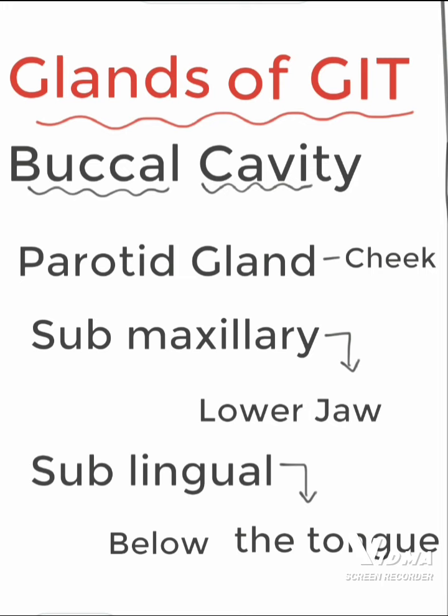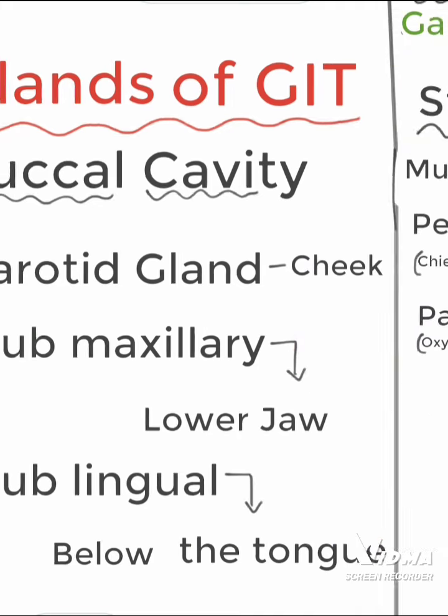The first one is the parotid gland. Parotid gland is present in the cheek. Then the second is the submaxillary gland. It is also called submandibular gland. It is present in the lower jaw. And the third one is the sublingual gland. This gland is present below the tongue. All these three glands secrete only saliva.